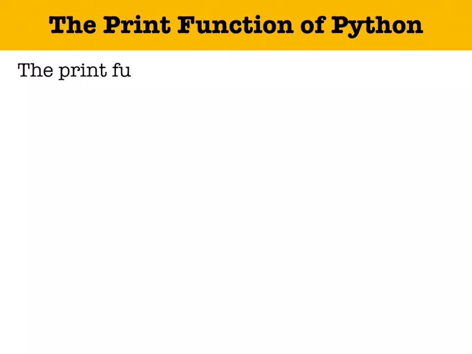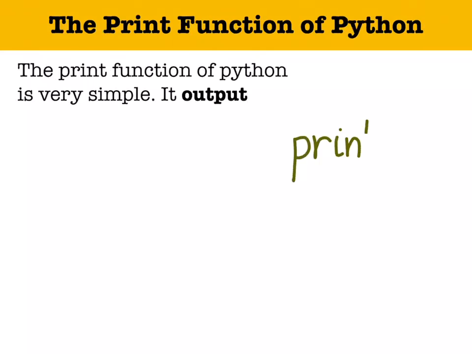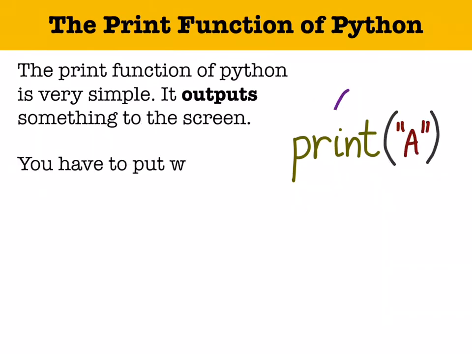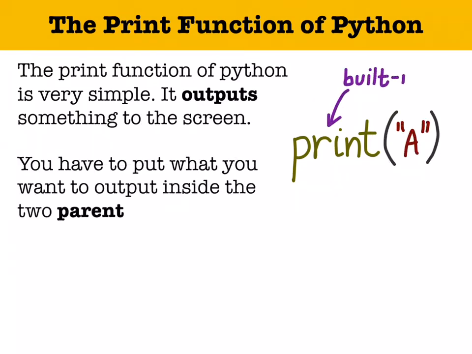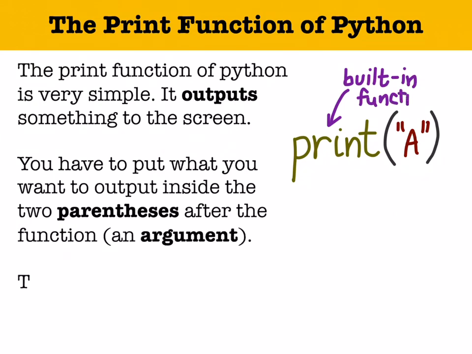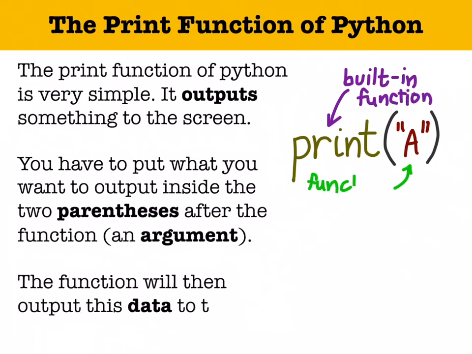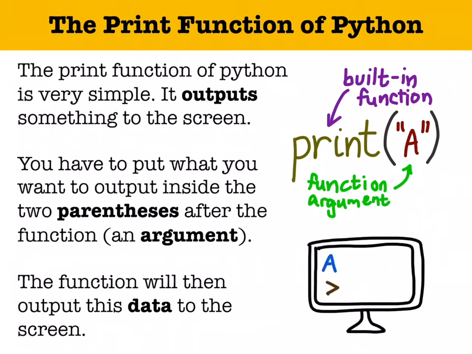The print function of Python is very simple. It outputs something to the screen. You have to put what you want to output inside the two parentheses after the function. This is called the function argument. The function will then output this data to the screen.